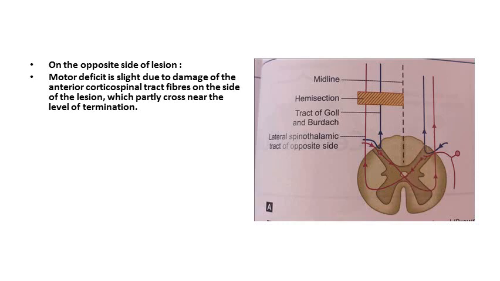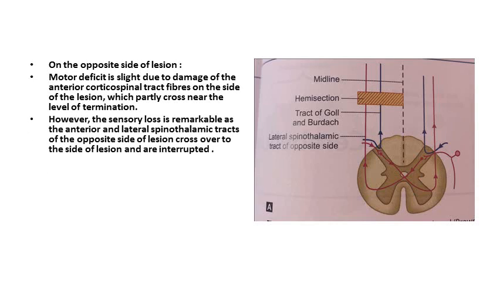On the opposite side, the motor deficit is slight due to damage of the anterior corticospinal tract fibers on the side of the lesion, which partly cross near the level of termination. This we have described just before: the anterior corticospinal tract coming down on the side of the lesion supplies bilaterally, and because it is transected, part of the motor fibers on the opposite side are affected, and so there is slight motor deficit.